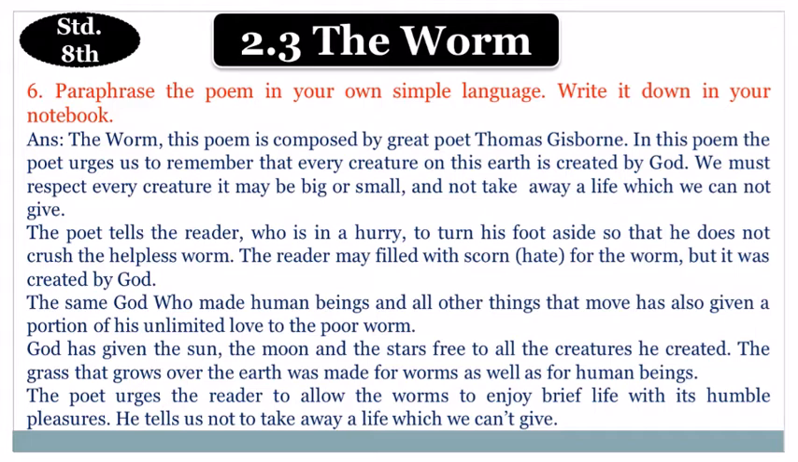God has given the sun, the moon, and the stars free to all the creatures he created. The grass that grows over the earth was made for worms as well as for human beings. The poet urges the reader to allow the worms to enjoy their brief life with its humble pleasure. He tells us not to take away a life which we can't give.